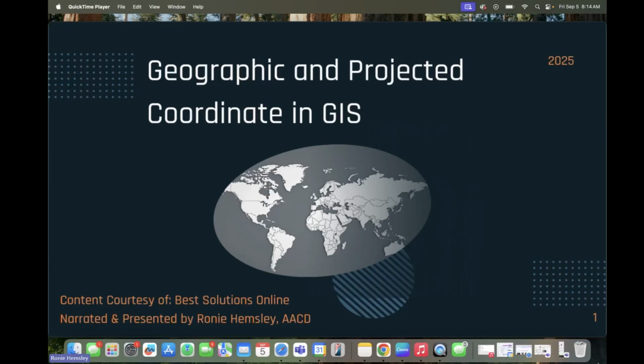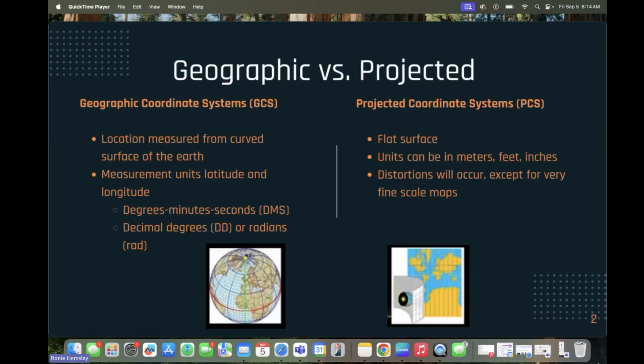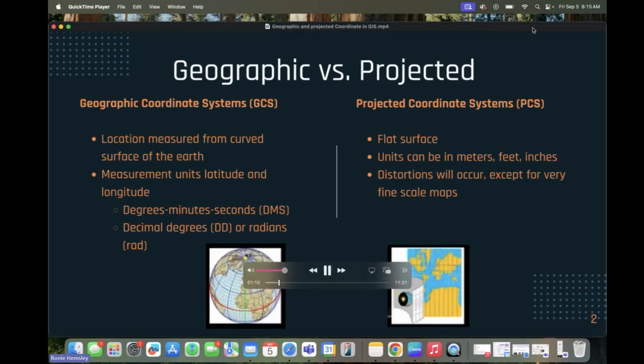So let's begin with our first topic, the difference between geographic versus projected coordinate systems. We're comparing geographic coordinate systems, or GCS, with projected coordinate systems, or PCS. A geographic coordinate system measures location directly on the curved surface of the Earth. The measurements are based on latitude and longitude, and these can be expressed in different formats, such as degrees, minutes, and seconds, or as decimal degrees and even radians. On the other hand, a projected coordinate system represents the Earth on a flat surface.